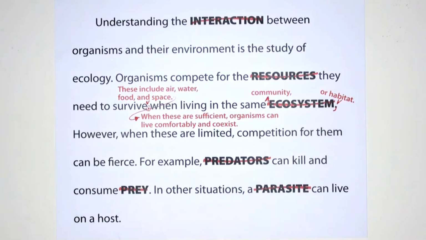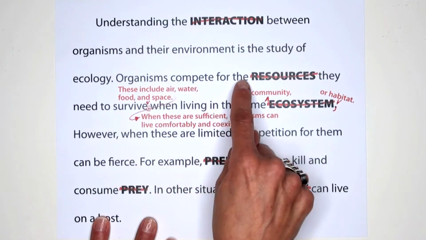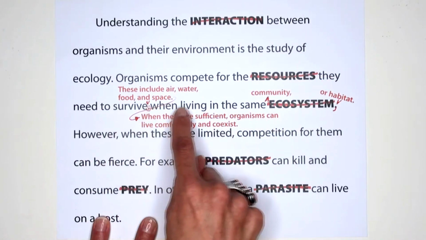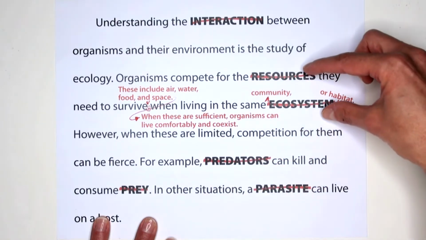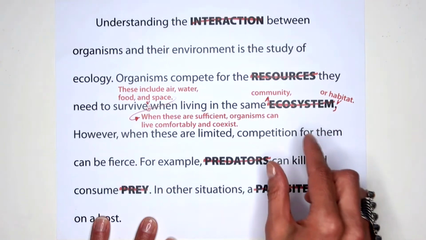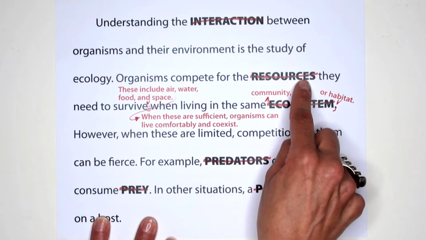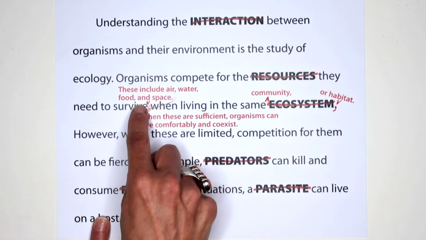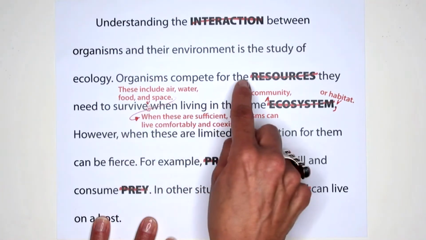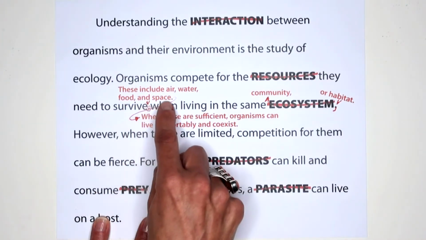So, for example, using our organisms passage here, my original sentence was, organisms compete for the resources they need to survive when living in the same ecosystem. Okay, wait a minute. It's really hard when you put 2 blanks in one sentence. So you might break that up. And hey, if resources is what we're trying to get kids to infer, then let's give some examples of resources in the adjacent sentence. Organisms compete for the blank they need to survive. These include air, water, food, and space.